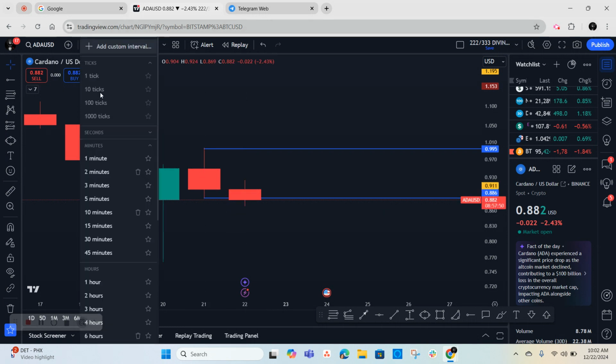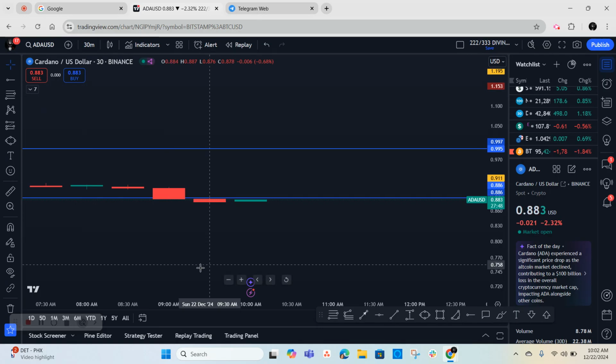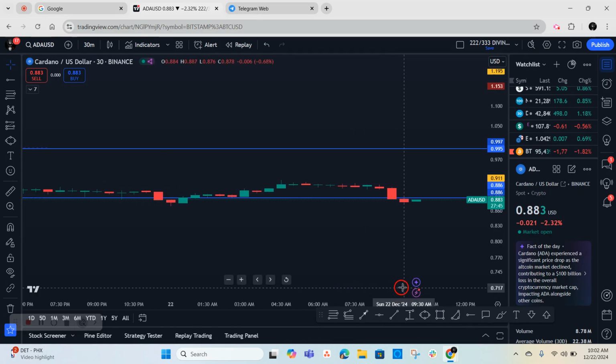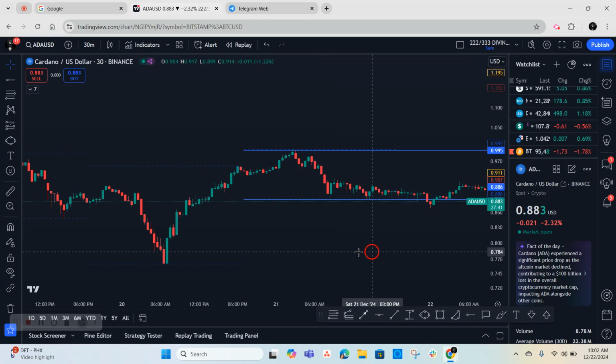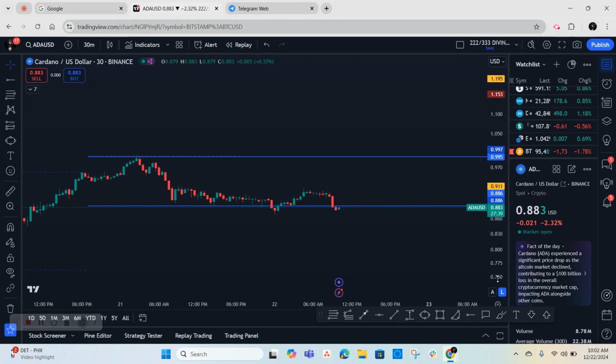Now, what do we do? We go down to the 30-minute chart. If you want to go to the 1 hour, go to the 1 hour. It doesn't matter. Just rep this over and over again, guys. Rep it over and over again. All right, so let's see.